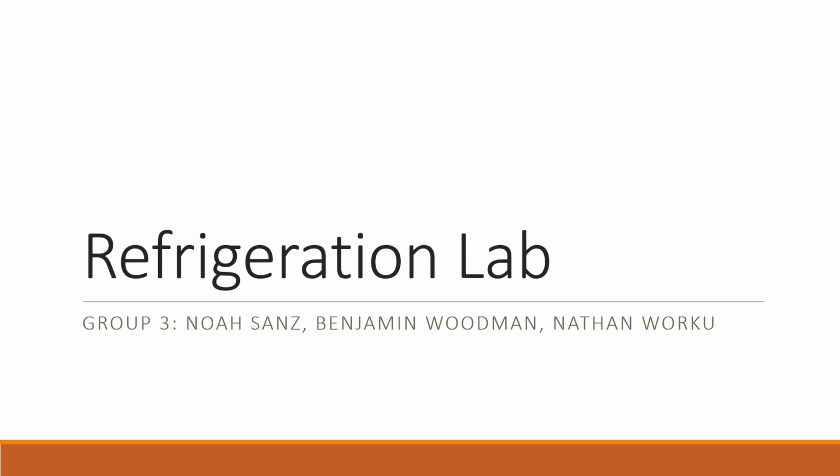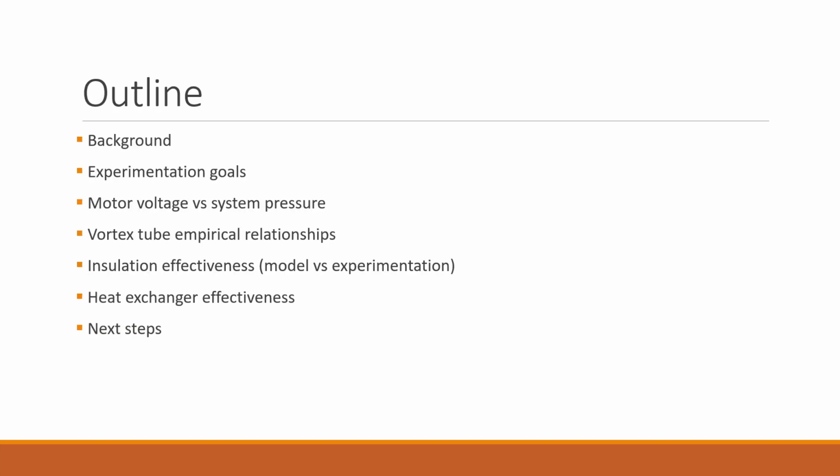Let's get into it. So a little overview of what we're going to do in this presentation. First, we're going to give a little background on the problem statement and then the goals of the experimentation we're doing. Then we're going to go into the plots of motor voltage and system pressure, characterization of the vortex tube and how we found empirical relationships for it, the effectiveness of the insulation, and how that stacks up to the theoretical values, and then the heat exchanger effectiveness, and lastly, the next steps we're going to take in week 2.